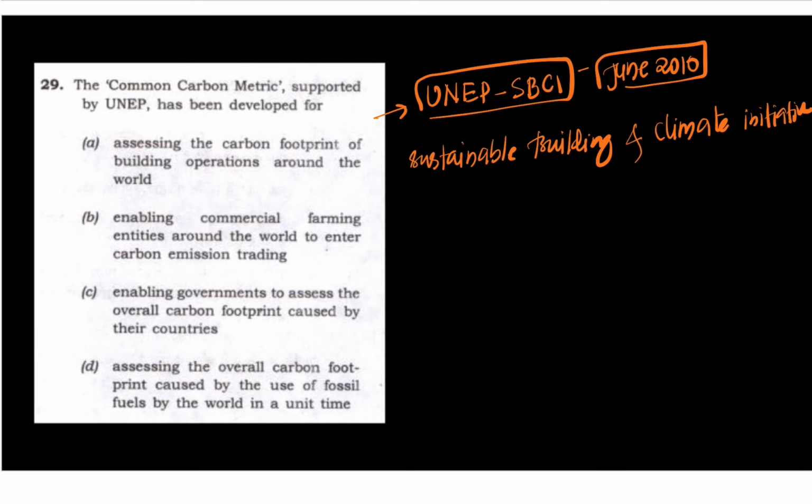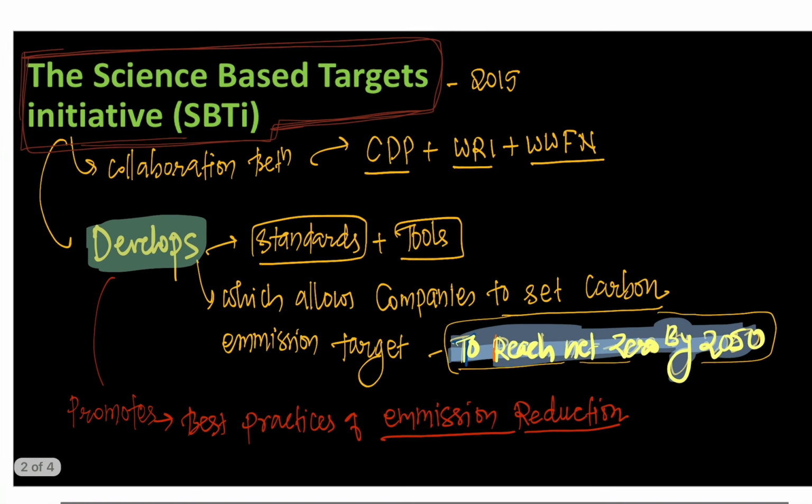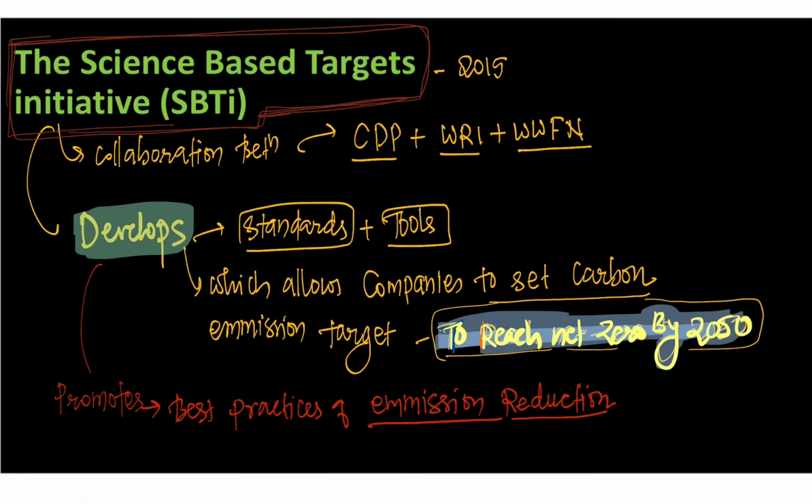So on similar lines we can look at a few concepts, a few important current affairs that do the same, right? Take for example Science Based Targets Initiative. Now what it does, it is a collaboration between the CDP, that is Carbon Disclosure Project, World Resource Institute and Worldwide Fund for Nature. It was developed in 2015. It develops standards, tools and methodologies which allow companies to set carbon emission targets and achieve those targets. So the ultimate objective is to reach net zero emission by 2050.